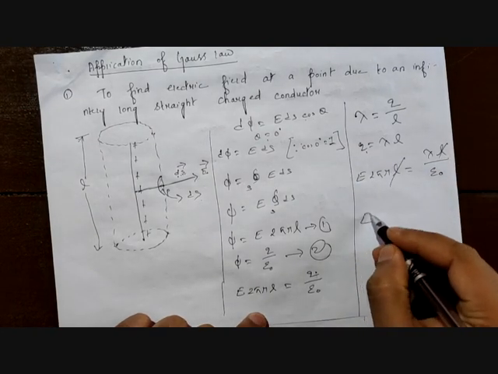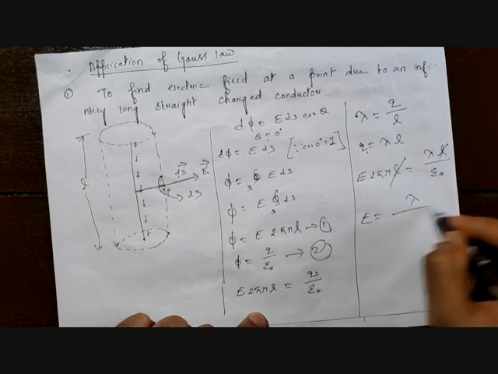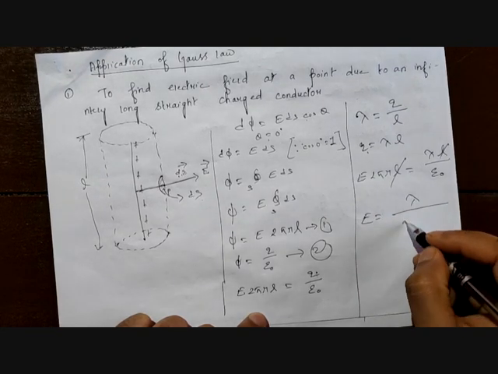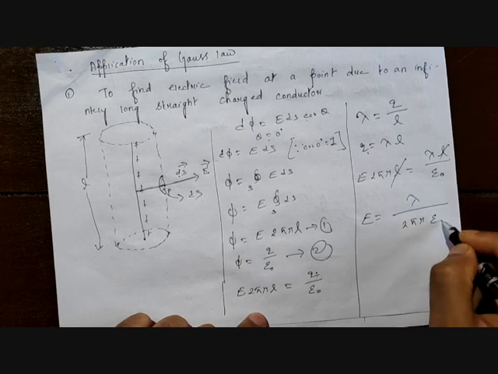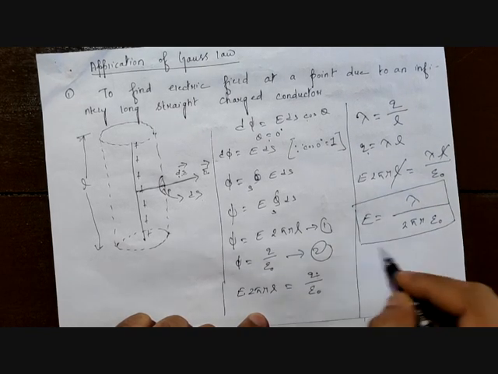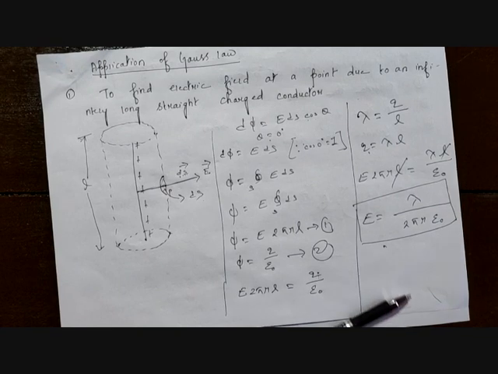So what's remaining? E equals lambda over 2 pi R epsilon naught. So this is the electric field for an infinite long straight charge conductor. Are you clear? Infinite long charge conductor. Is it clear?